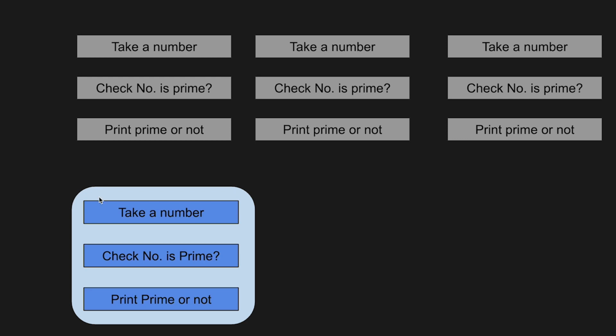Now if I want to execute this process 10 times, I will execute this block repeatedly in this way. So instead of creating separate code each time, I will create one block and execute that block repeatedly. In this way we can use a loop. Okay, so let's take another example.